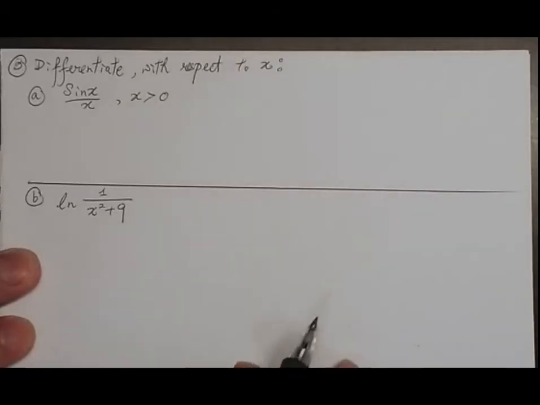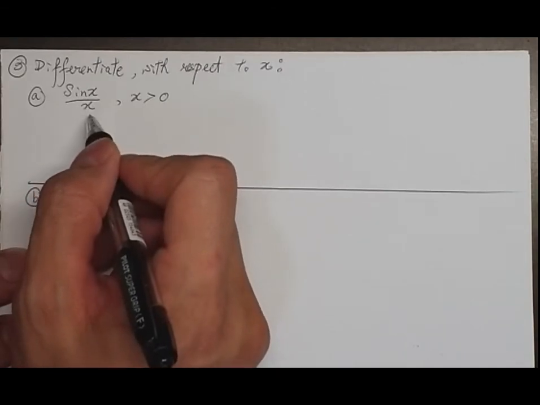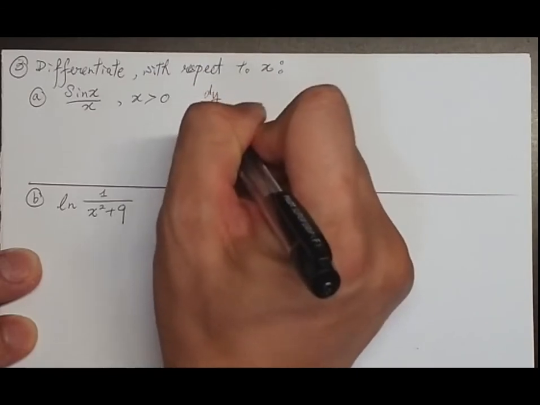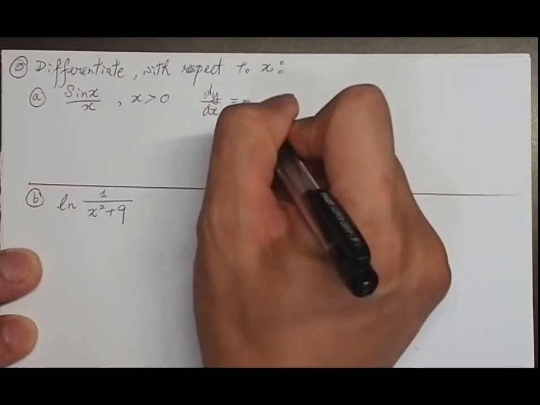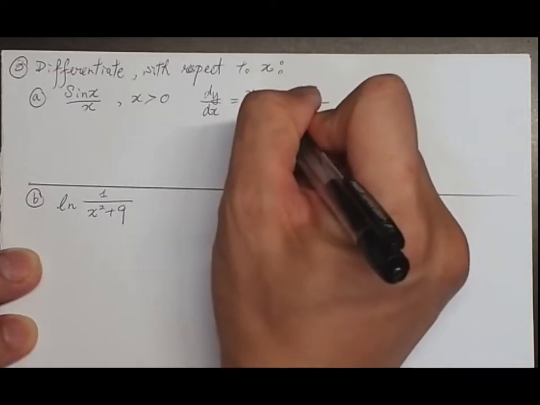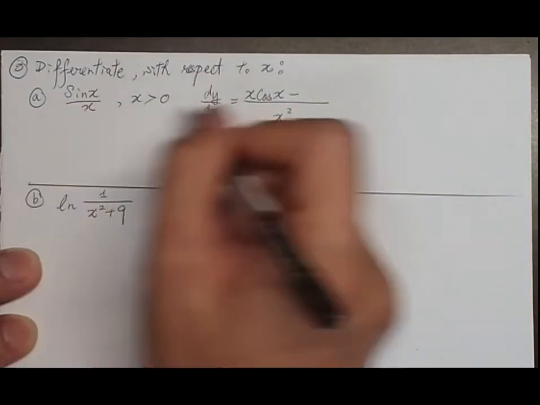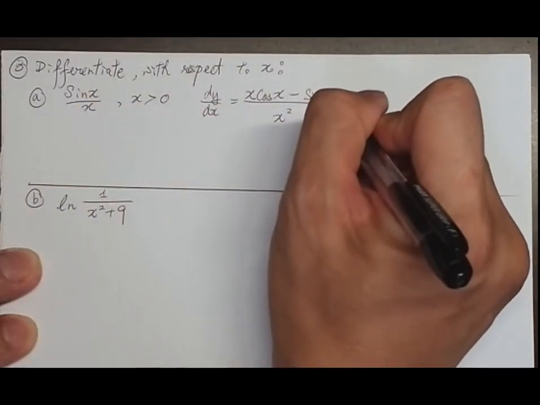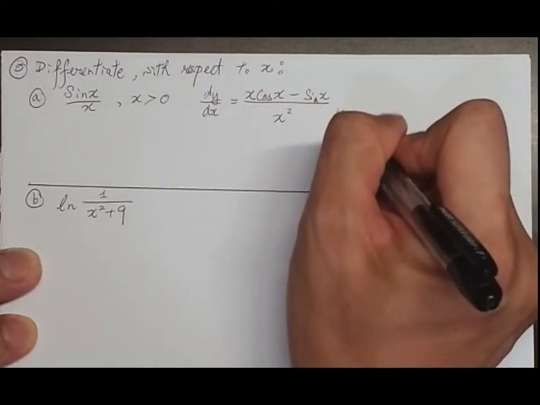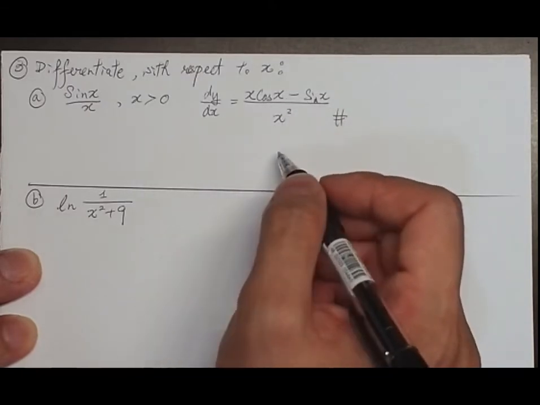Question number 3. Differentiation with respect to x. A. sin x over x, and x is greater than 0. So dy/dx is equal to x squared, and x cosine x minus, we keep this one, sin x, and differentiate x, so it's equal to 1. So the answer should be x cosine x minus sin x over x squared.